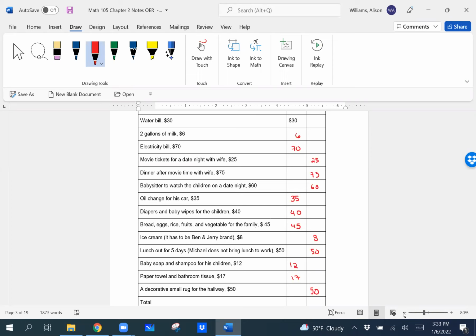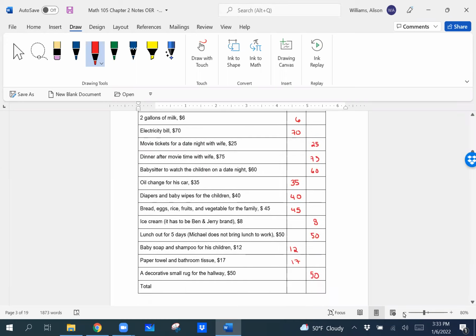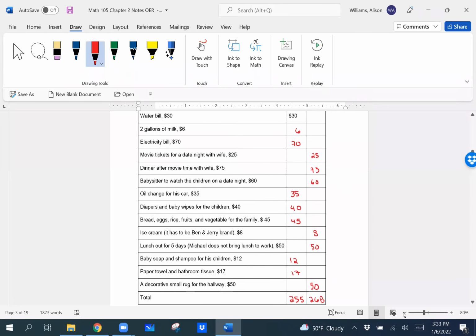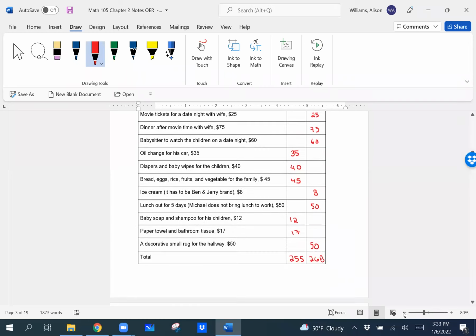So for needs, I have $255. And for wants, I have $268. Okay, so here, I'm just going to make sure I input it into my calculator correctly. And, oh, sorry, there's a water bill here that's at the top. Don't forget that for the needs category. Yeah, 45, 12, 17. Okay, so that's what I got.